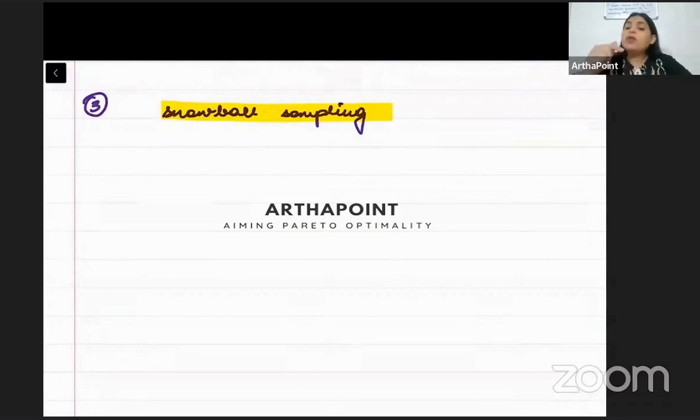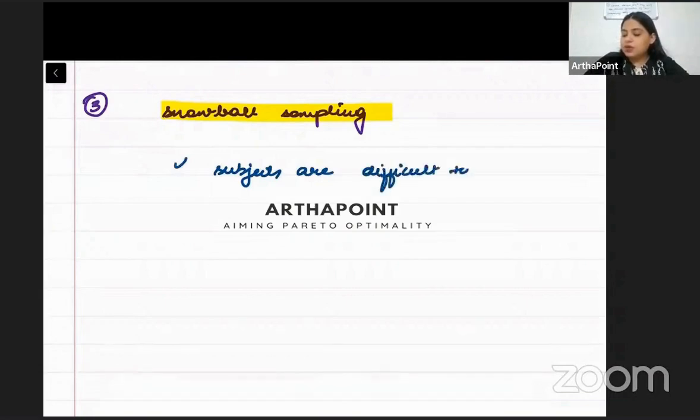My sample will, here randomization is not happening, because those people who are not telling how much their salary is, I am not able to include them randomly in my sample. I am not able to include them in my sample. So when I talk about snowball sampling, it is when your subjects are difficult to trace.